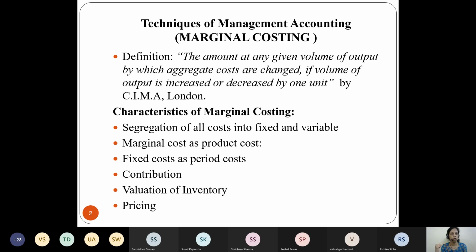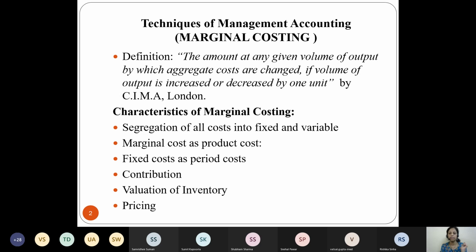It means if the volume of output is increased or decreased by 1 unit, whatever is the change in cost is called marginal cost. Suppose you are producing 1000 units and your cost per unit is rupees 10. Then if you increase the production by 1 unit, or decrease the production by 1 unit, whatever is the change in cost is called marginal cost.